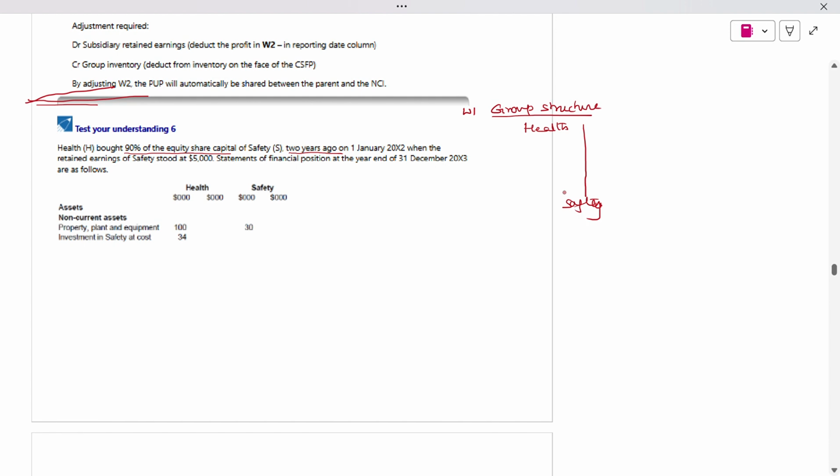When they have bought it on 1/1/2002. Okay, 1/1/2002. How much they have bought? 90%. How much was the retained earnings? Retained earnings is going to be 5,000 at acquisition. Okay, at acquisition. Statement of financial position, fine. Okay, this is very simple.